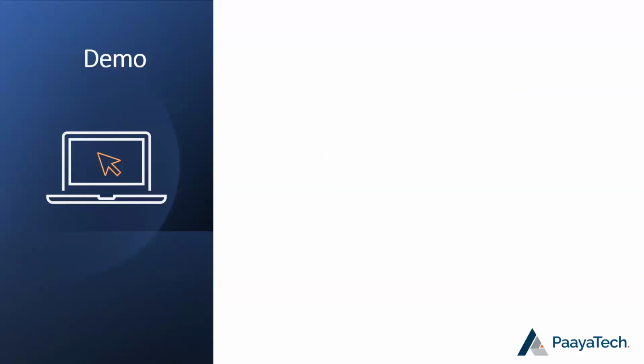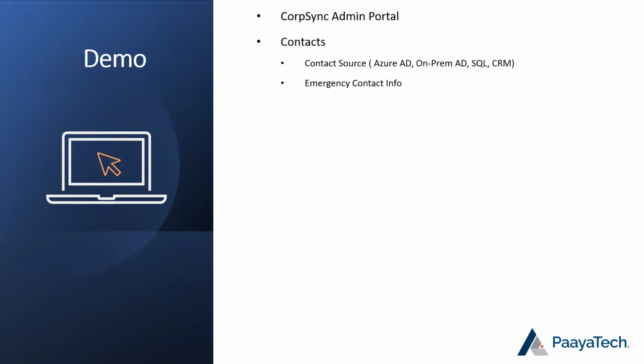Okay, so here's the summary of what I'm going to demo. We're going to start our demo by showing you what the CorpSync admin portal looks like. We're looking into contacts and talking about how contacts are loaded into the system automatically, and briefly talking about emergency contacting, like setting up emergency information for each contact.